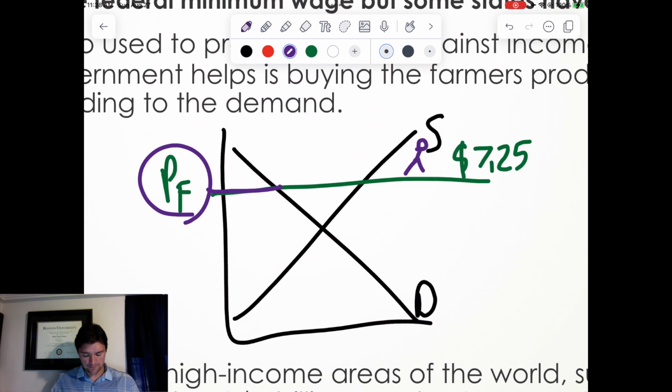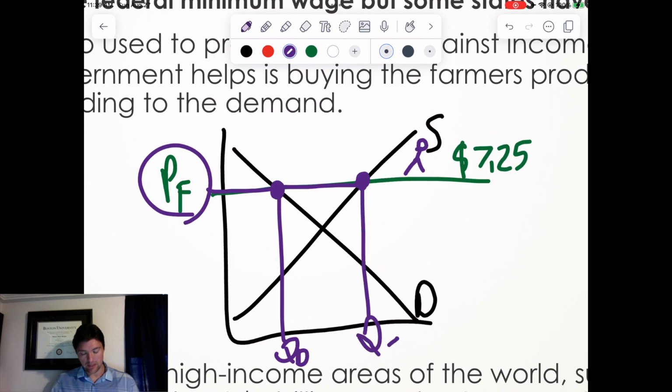At this point, is that the quantity demanded or the quantity supplied? If I were to follow down, it's the demand. So this point is the quantity demanded. And if I were to keep going, this point is the quantity supplied, because it's the supply curve. So what's happening here?